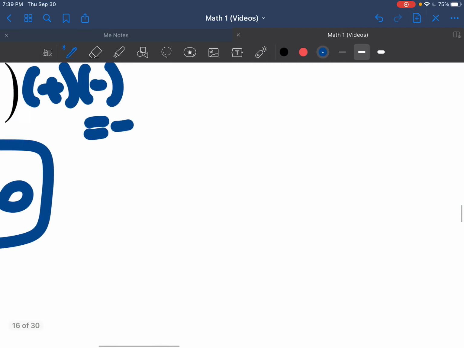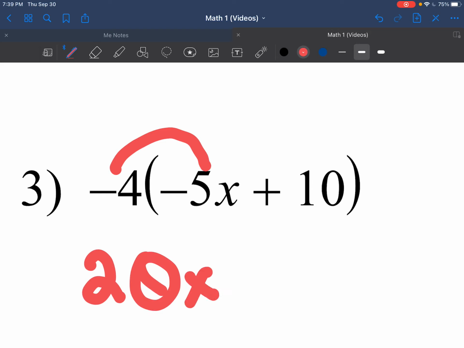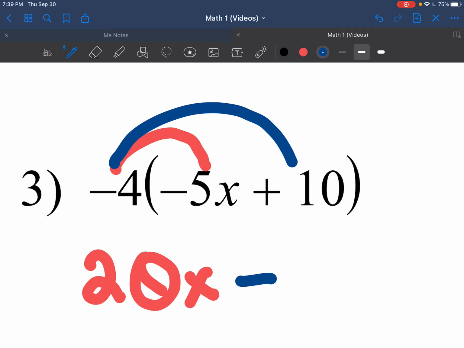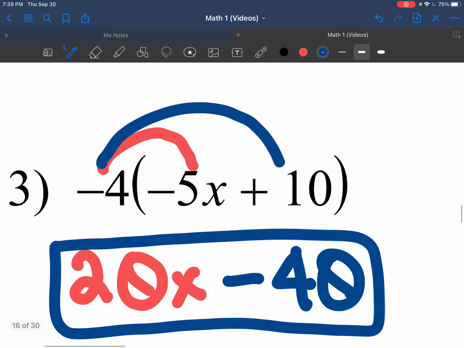All right. Let's look at number 3. So we have a negative outside of our parentheses. So these signs are all going to flip. So -4 times -5x becomes a positive 20x. -4 times positive 10 becomes a negative 40. And there we go. Now, some of you might think, well, why can't we do 20x minus 40? Well, they're not like terms, and we're going to come to that after number 12.